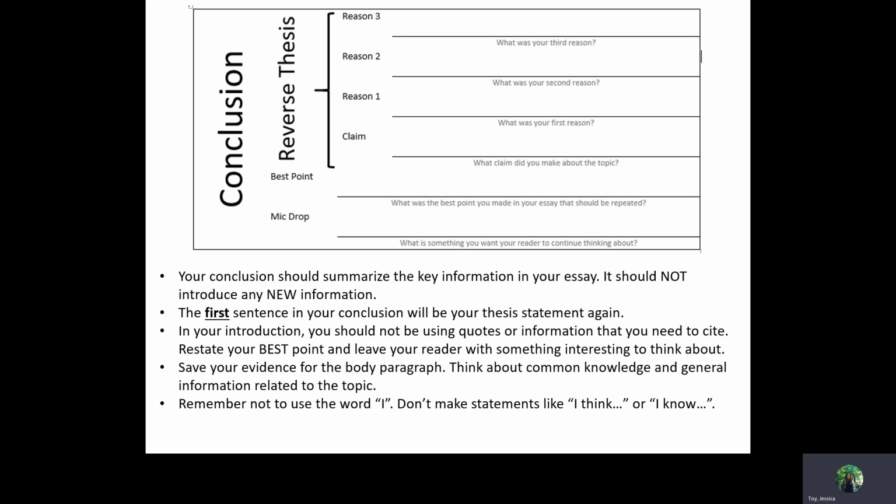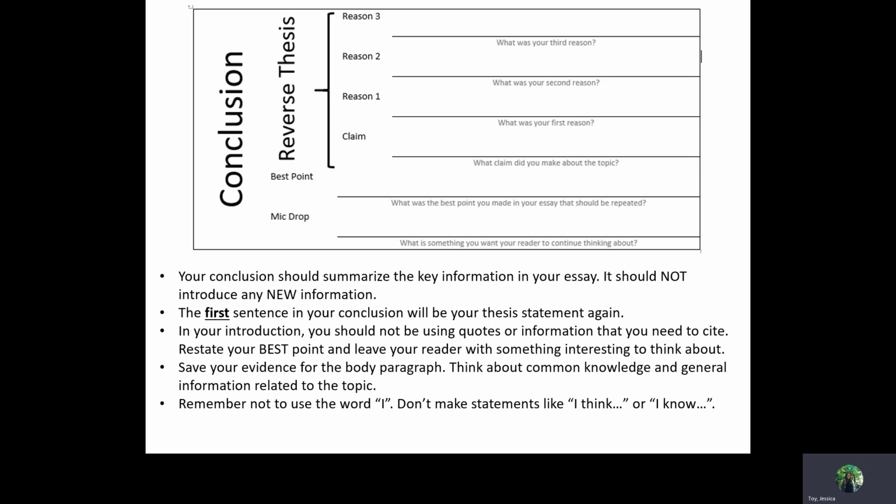Think about common knowledge and general information related to this topic. And again, do not use the word I. I see those the most in introductions and conclusions. Do not make statements like I think or I know or now I have shown you, okay? It weakens your arguments. So again, for your conclusion, don't forget a transition.